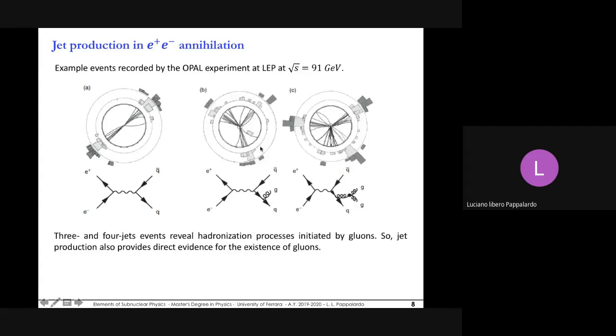But even more complex processes have been observed, such as these 3-jet events. The 3-jet events, or even 4-jet events, are a clear indication that hadronization occurs not only from quarks, but can be initiated also by gluons. This is a higher order process compared to this one, where now a quark radiates a gluon, like Bremsstrahlung radiation, just to make a comparison. But the gluon is a colored object, so it cannot propagate freely, and so also the gluon must hadronize. This is why you observe 3-jet events like this, or even 4-jet events.